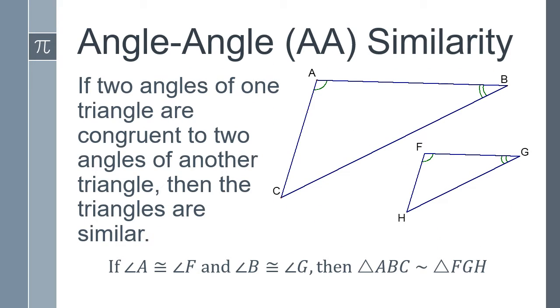So basically, to sum this up, if two angles of one triangle are congruent to two angles of another triangle, the two triangles are similar. So in our diagram here, if angle A is congruent to angle F, and angle B is congruent to angle G, then triangle ABC is similar to triangle FGH.